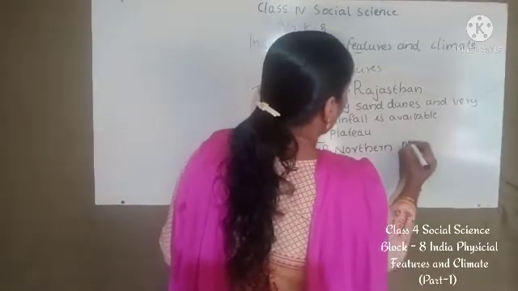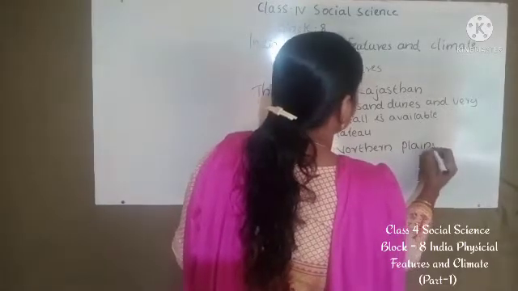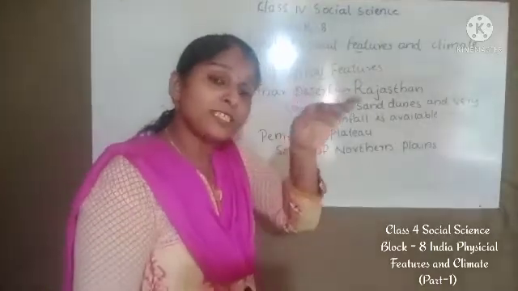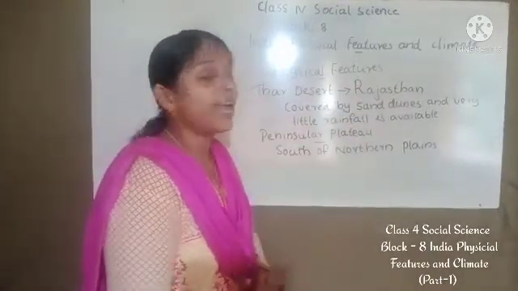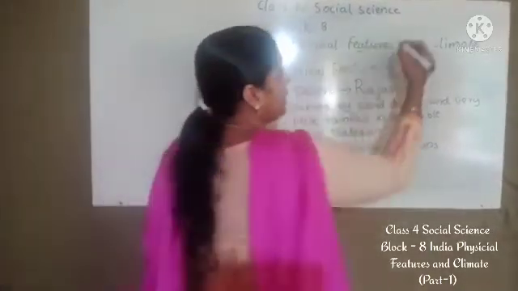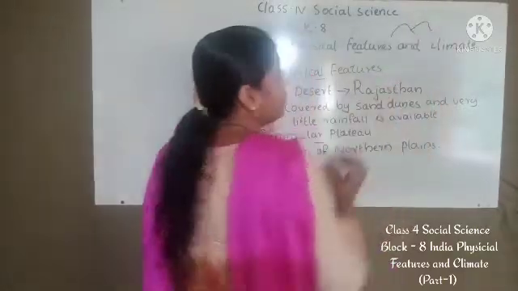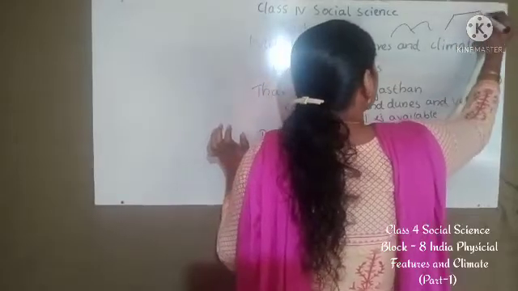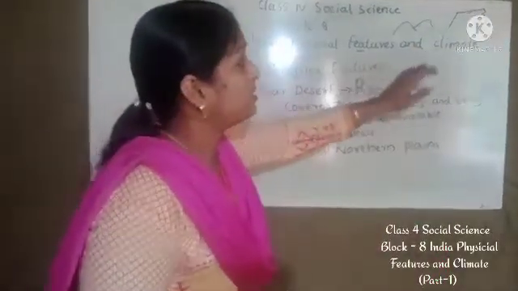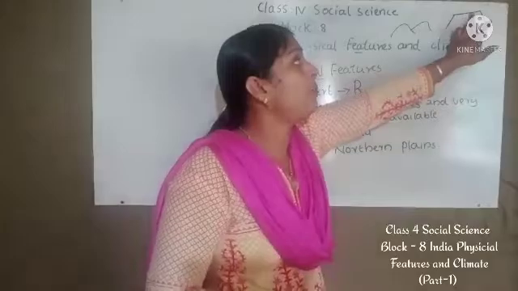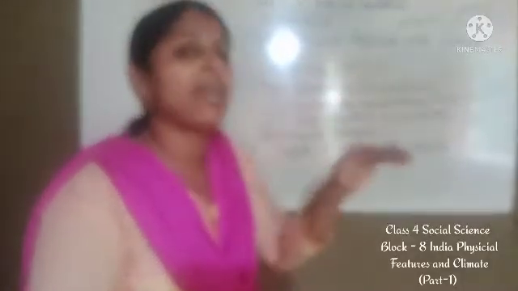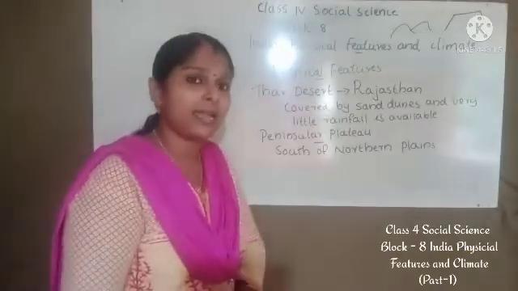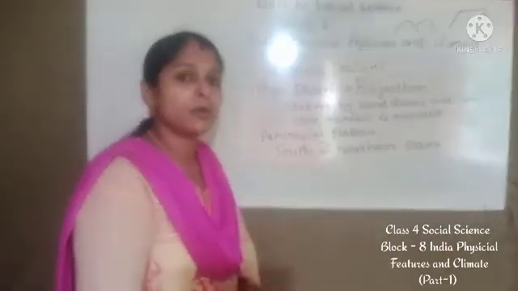How is a plateau? Plateaus are just like a mountain, but the top is flat, like a table. We know mountains, how is a mountain? Like this, right, children? But plateaus are like this. Plateaus are just like mountains, but the top will be flat like a table. So they are also called tableland.